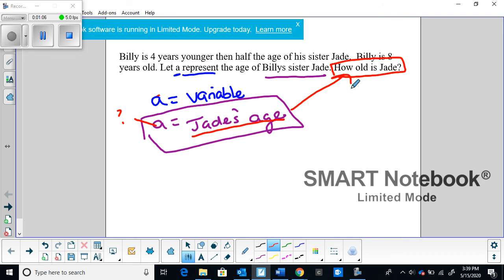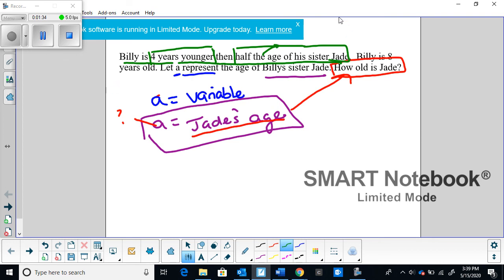Now we need to go back through and try to write an equation that represents the information they give us. Billy is 4 years younger than half the age of his sister Jade. So let's break this down. We got 4 years younger, and we got half the age of his sister Jade. Those are two different things. Let's do this last part first. Half the age of his sister Jade.